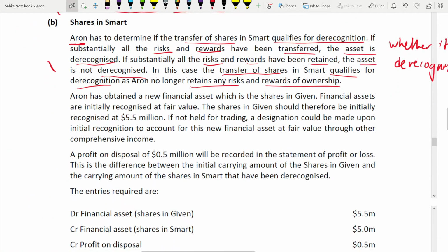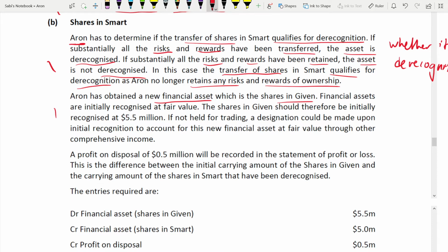Second, they have also received something, no? They just didn't give up and wait. They got another share in another company, Given. Talk about that in the second paragraph. Another mark is here. See how they have written it in a different paragraph. First paragraph, derecognize. Second paragraph, recognize something. So they have obtained a new financial asset, that is the shares in Given. Mention the name of the company also.